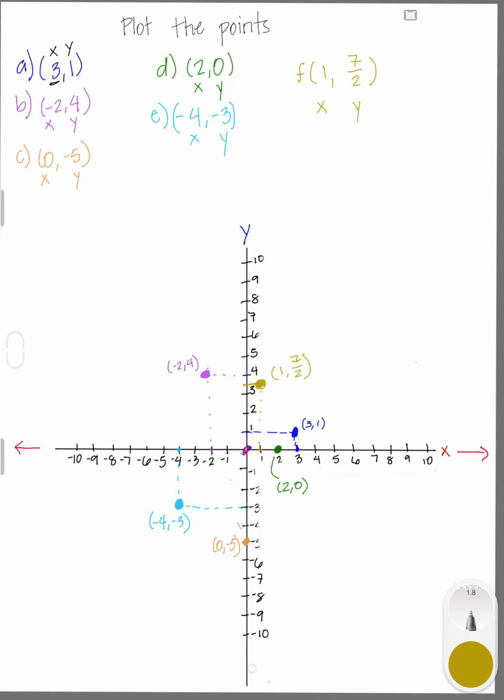So again, first look at your x value. That's how you translate to the right if it's positive, or to the left if it's negative. And when I say to the right or left, I'm talking about right or left from the origin. So remember, this is the origin, which is 0, 0. And then from there, once we have identified our x value, we go either up or down to the y value that is given to us.